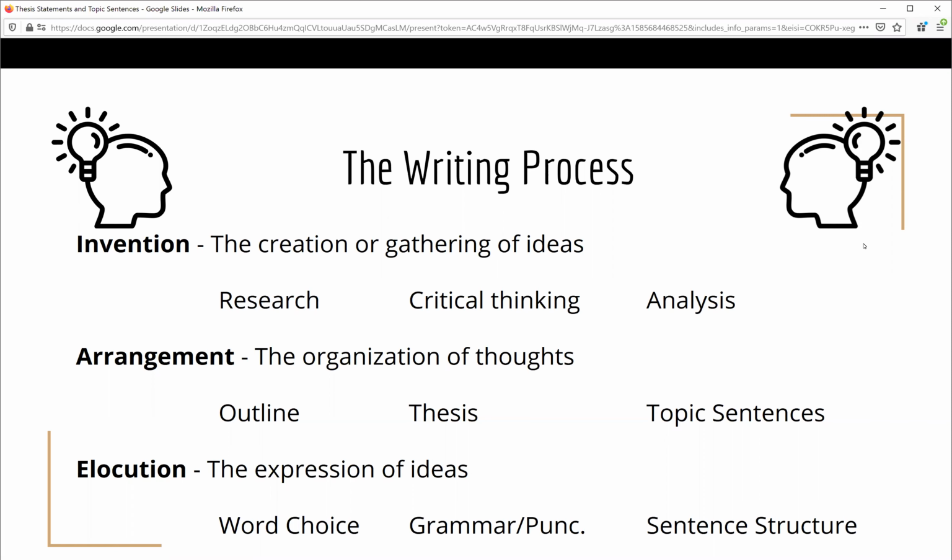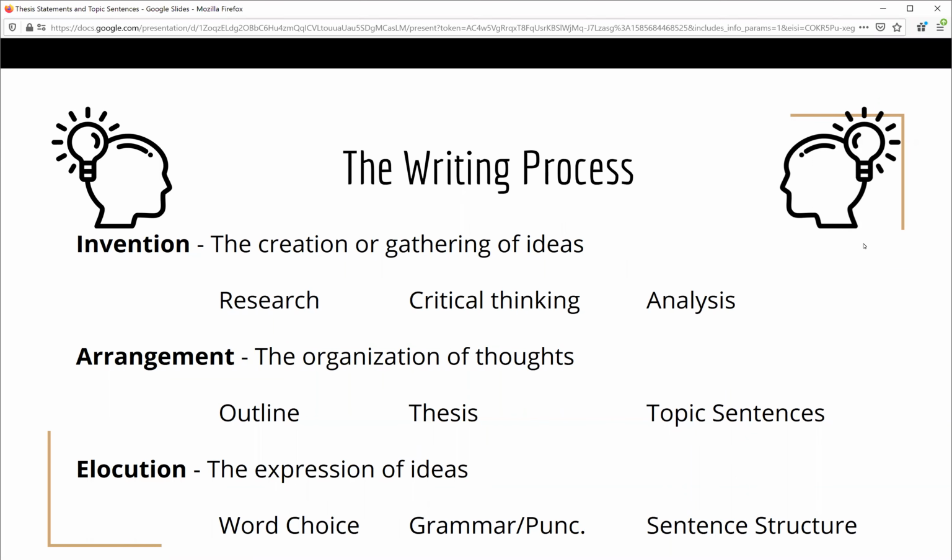The next stage is arrangement. This is when you organize your thoughts and information into the structure that fits the purpose of your document. Some writers will find that an outline helps them to organize the information before they write the first draft. Almost all academic writing will include a thesis statement as well as topic sentences.